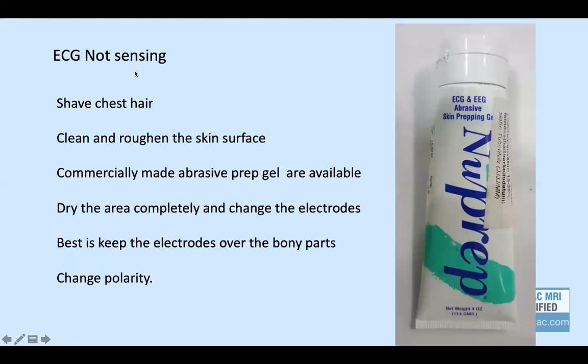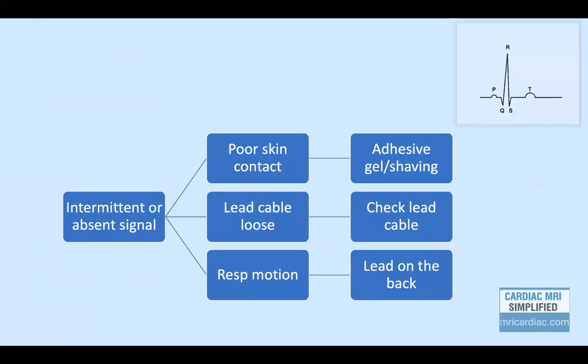So if you do not have a good ECG, you can try shaving the chest hair and cleaning the skin. The abrasive prep gel, the skin gel, more than ultrasound gel, I have found very effective. Change the electrodes, and it is best to keep them over the bony parts near each other. We can change the polarity of the leads and get a good quality ECG signal with good R waves.